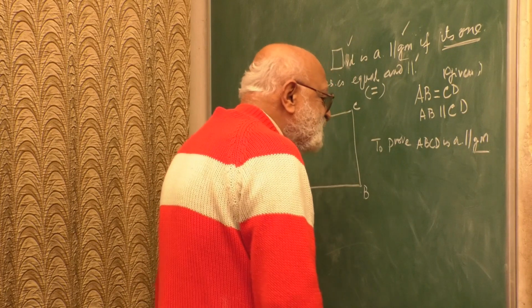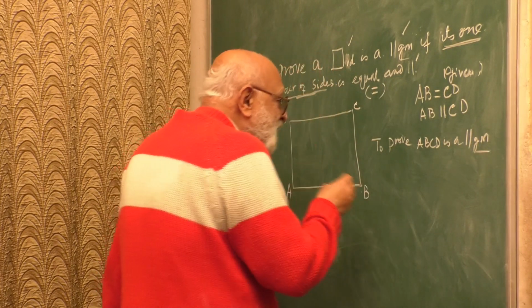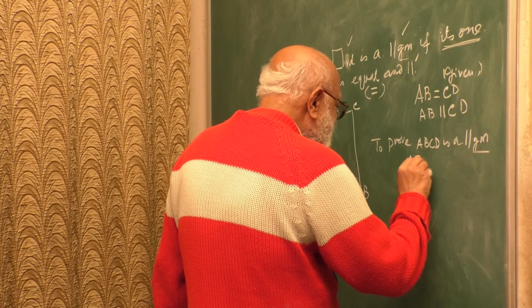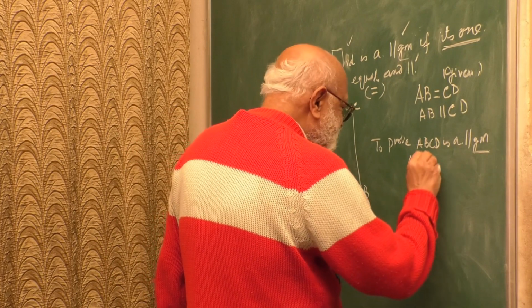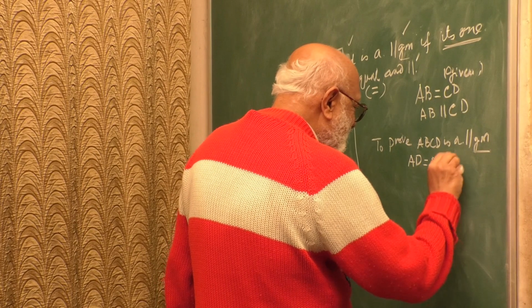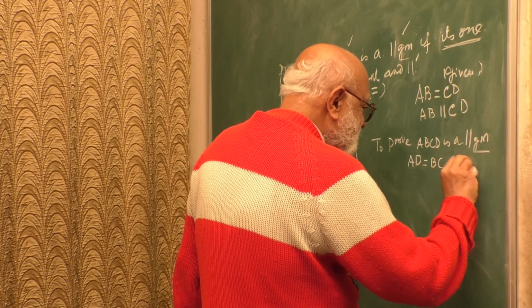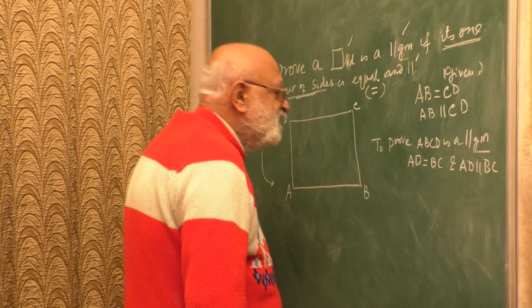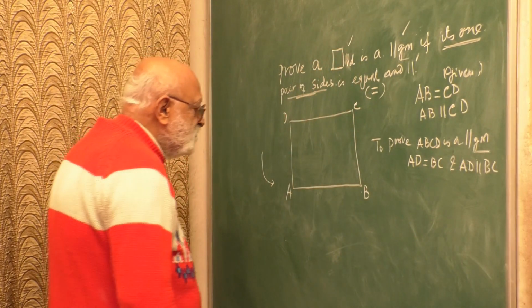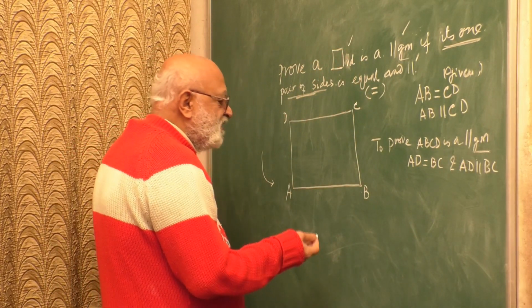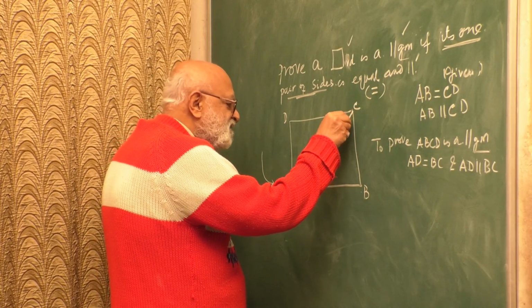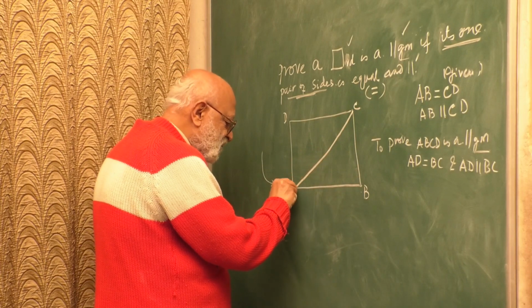Okay, what does it mean? I have to prove AD is equal to BC and AD is parallel to BC. These I have to prove. So let me first do this. Whatever is the way you can do is to join these and make it into two triangles.